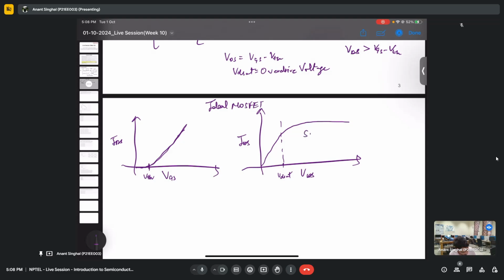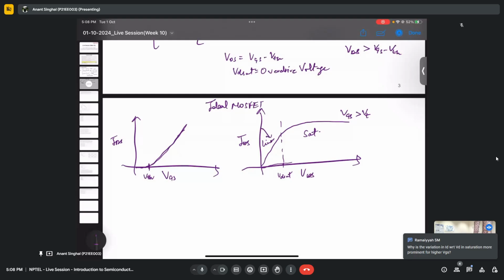So this is the saturation region, this is the linear region, and this is for a certain voltage VGS which is greater than VT. And if I make it less than VT, then it will be a very small value, and I'm not drawing it because for an ideal case it will be exactly zero. So these were some of the equations.